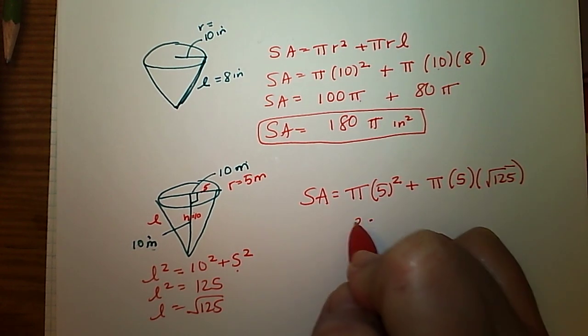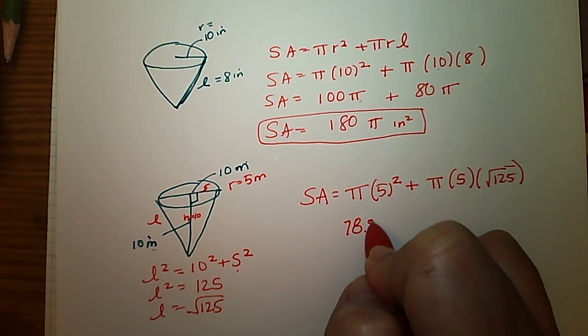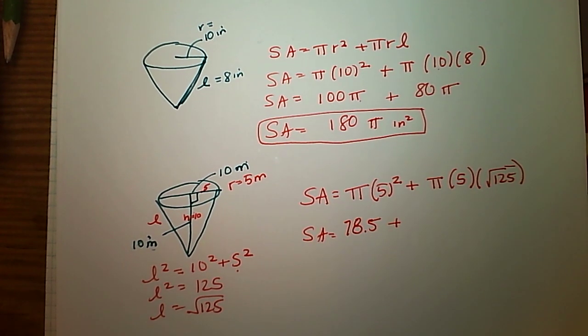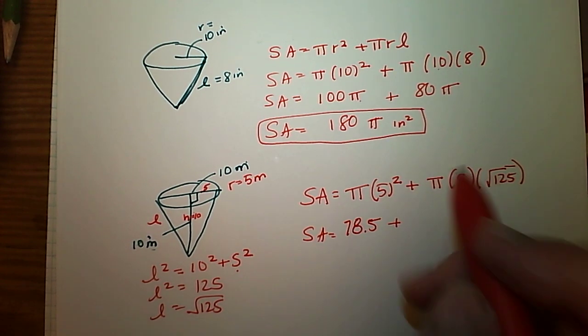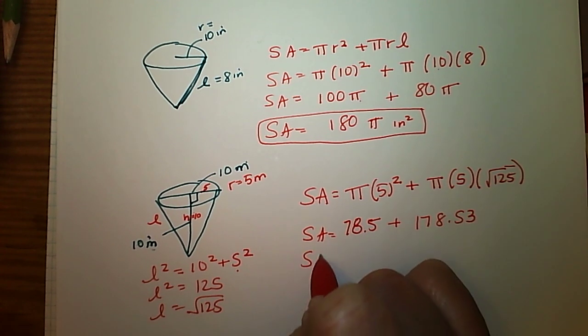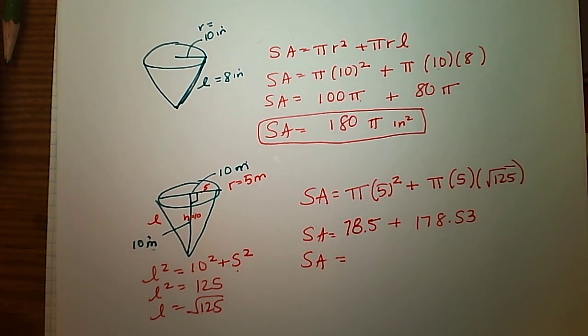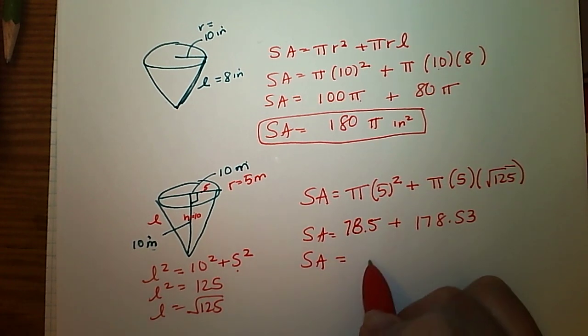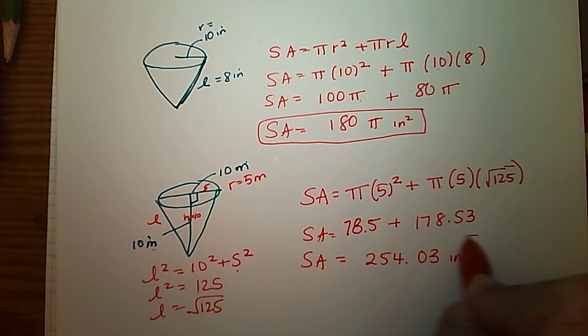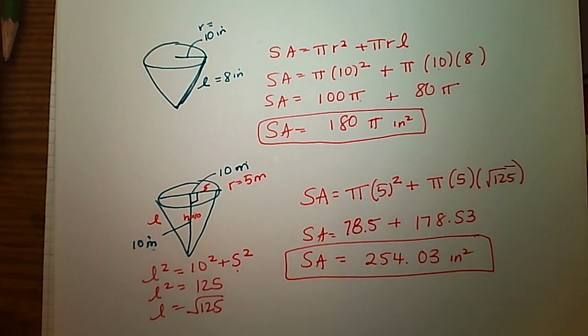So that's 78.5 plus 178.53. So my surface area equals 78.5 plus 178.53, which is 254.03 inches squared. And it'll tell you where to round to as well. It'll always tell you the directions.